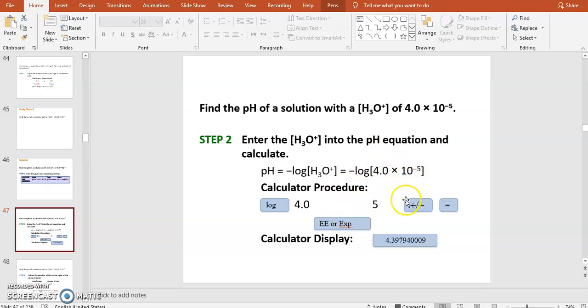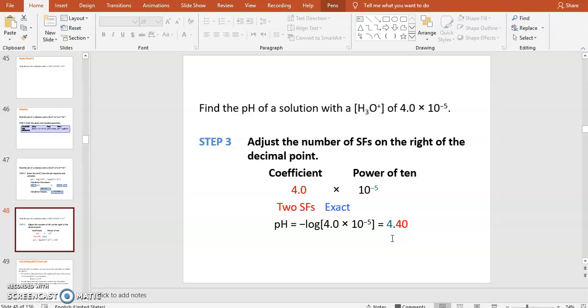Some calculators actually take it as minus and then 5. So you try both methods and then equal, you will get this number. Again, this number is 4.3, which is considered acidic.